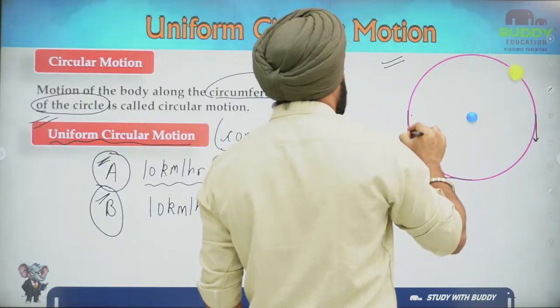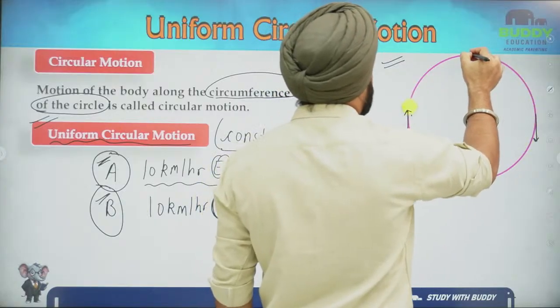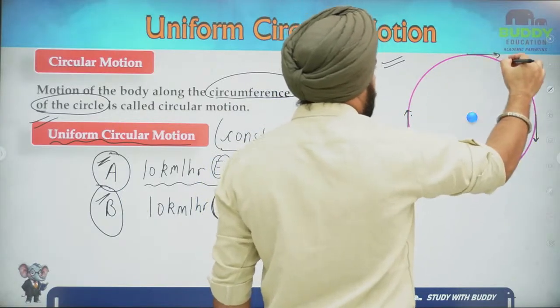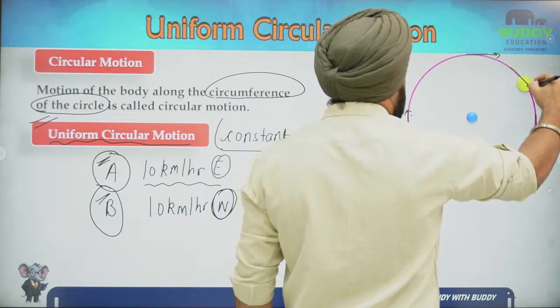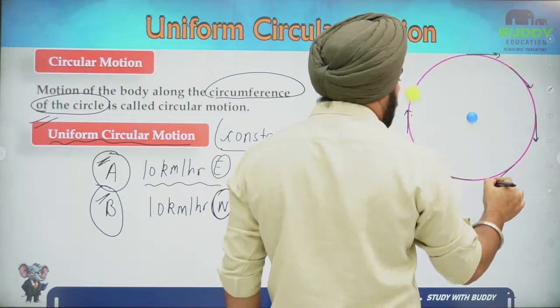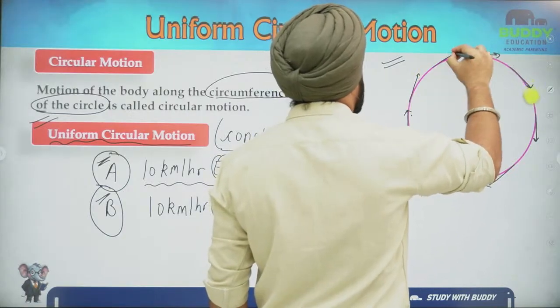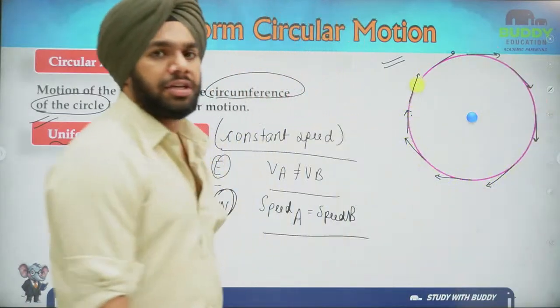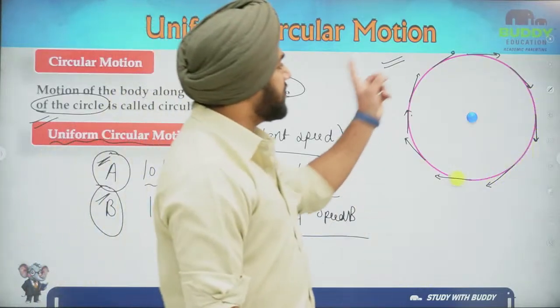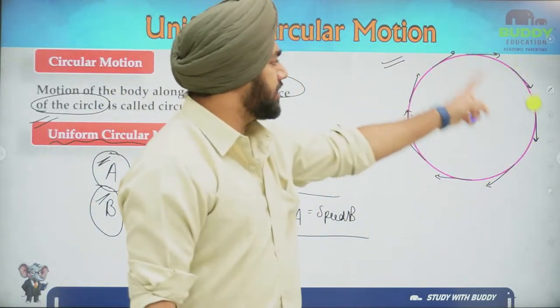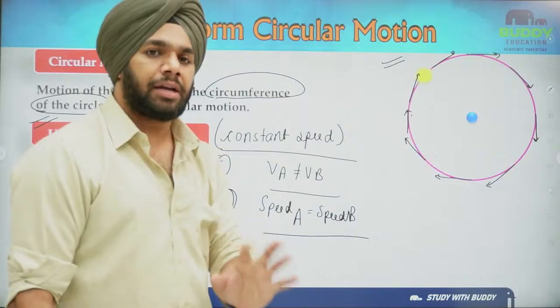If I draw the velocity here, direction is like this. So at every point, the velocity is tangential. You getting my point? Velocity is tangential. That means the direction of the velocity is changing, but not the magnitude.